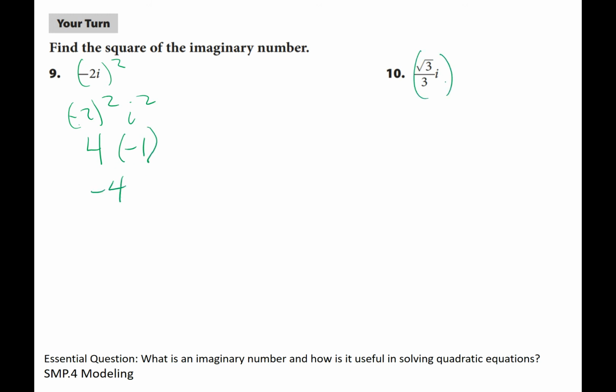We're going to square this. So let's see. The numerator, so it's really the square root of 3 squared over 3 squared times i squared. So square root and square cancel, so I've just got 3. 3 squared is 9. i squared is negative 1. So we're going to have a negative in front. 3 goes into 9, if I was going to reduce this, 3 times. So negative 1/3.